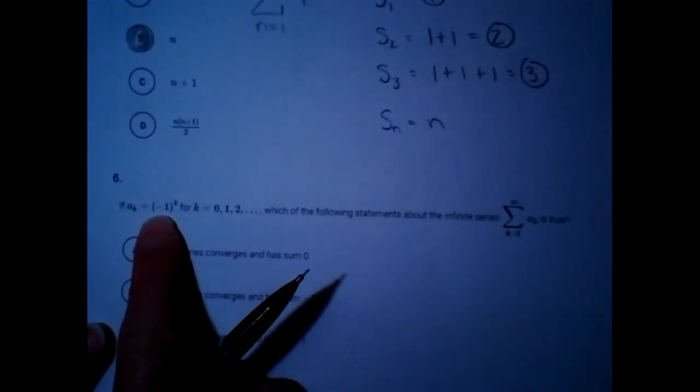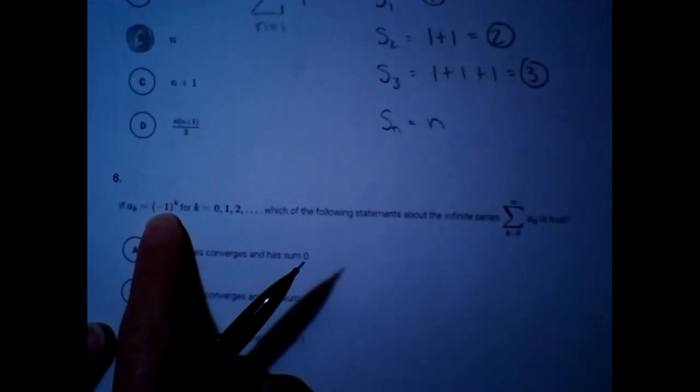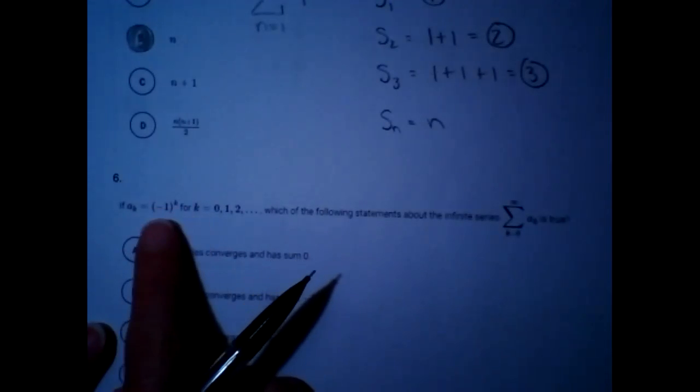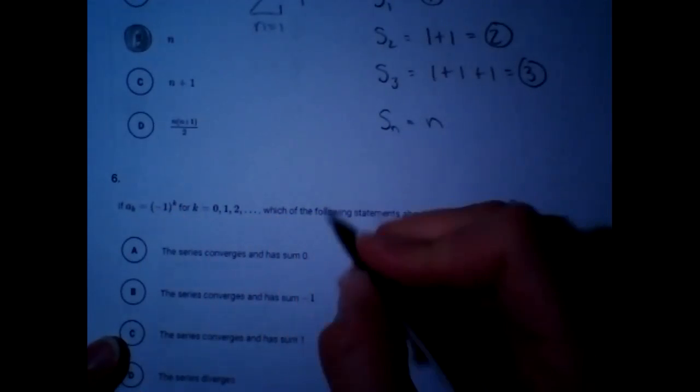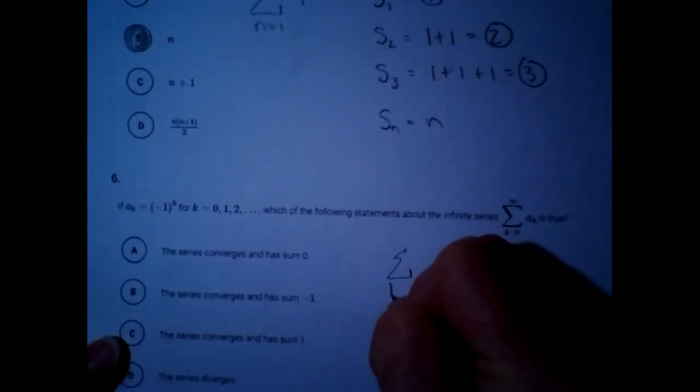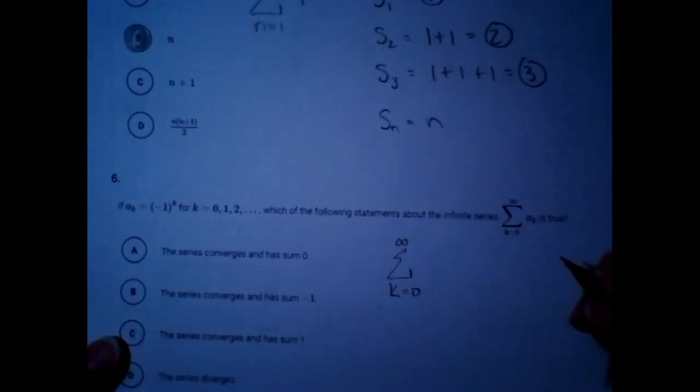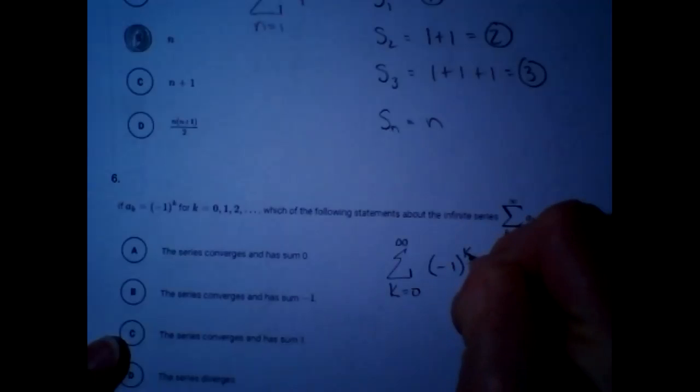All right, for 6, we've got a sub k equals -1 to the k. So this is going to alternate. Whenever you have a -1 to a power like that, it's going to flip back and forth. Which of the following statements is true about the infinite series? Starting at 0 for -1 to the k power.